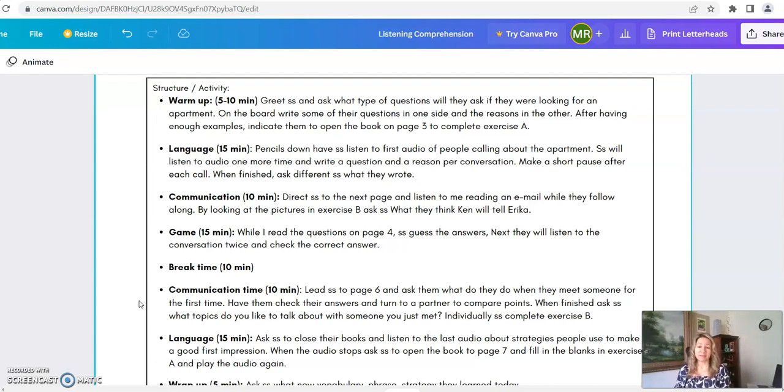This time, I'm going to give them a break for 10 minutes for them to use the restrooms or just to have a brain break.